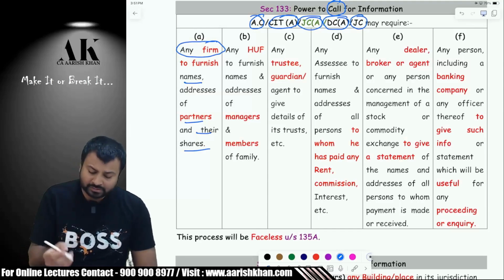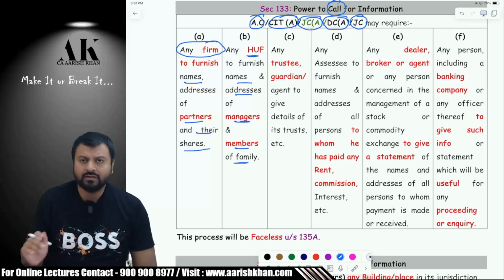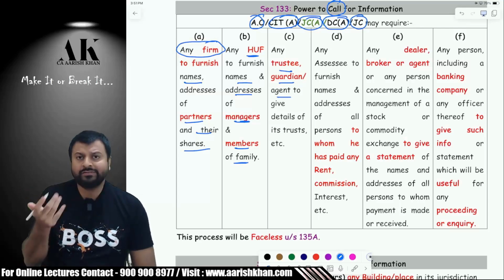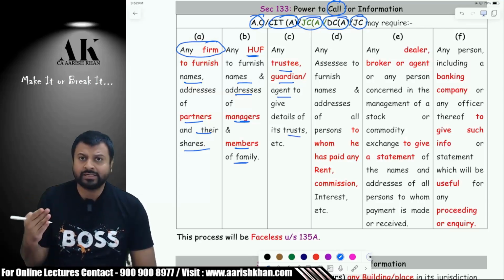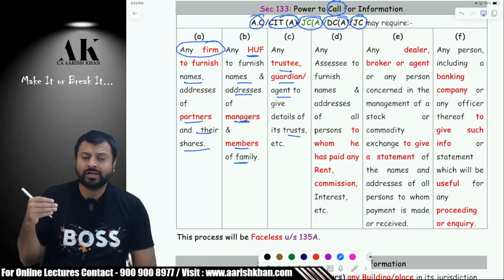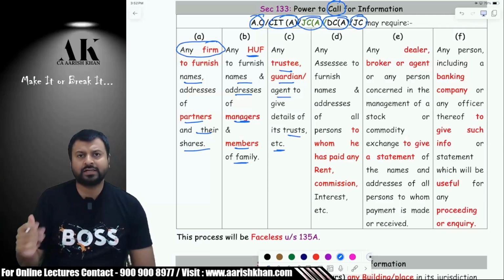Okay. They may also send the notice to HUF to furnish the details of all the managers and members of the family. They may also send the notice to a trustee, guardian, or agent to give the details of the trust of which they are trustee, the details of the children of whom they are guardian, and the details of the non-residents of whom they are agent, etc. So they can send the notice to these people.